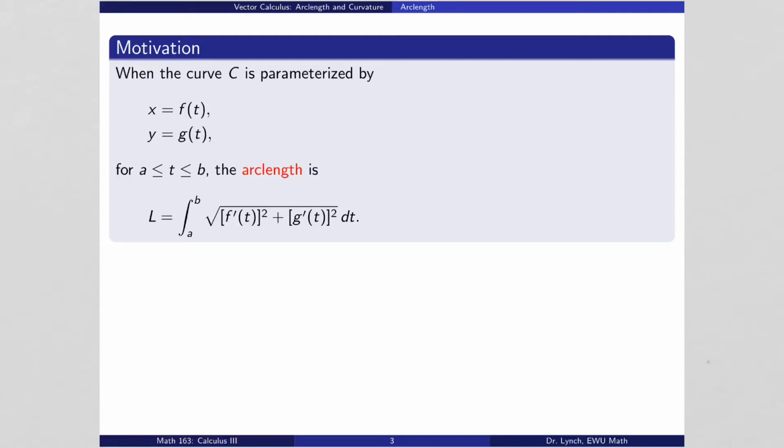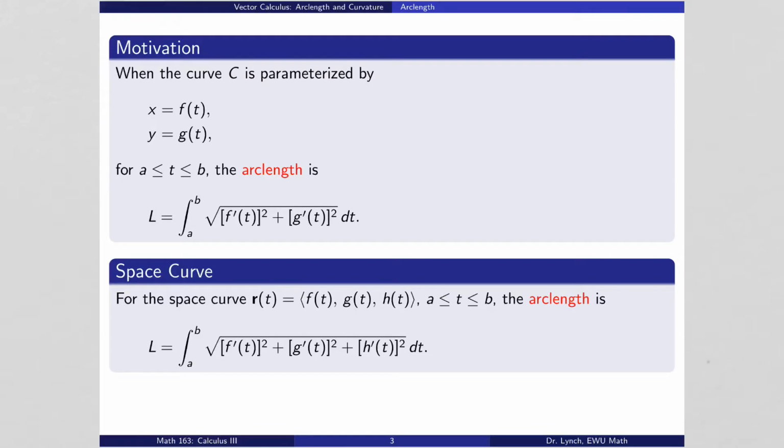It turns out that this definition exactly extends in the case where we have a space curve in R3. If we have a space curve in R3 defined by f, g, and h, similarly, the arc length of that curve where the parameterization goes from a to b is exactly the square root of the sum of those derivatives squared, integrated from a to b.